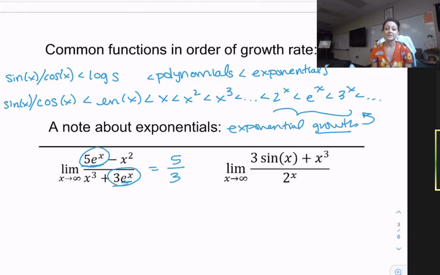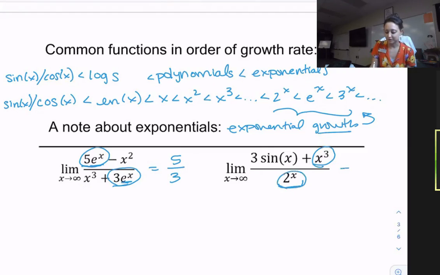Okay? All right, let's take a look at that second one. I've got a sine, and I've got a polynomial. Which one takes over? Looking at our list, you can see that the polynomial beats the trig. So I've got a polynomial for the leading term in the numerator. Now in the denominator, I just have an exponential. So now I'm going to compare the x cubed to the exponential. So again, looking at your list, which one takes over, the numerator or the denominator? The denominator, because again, exponentials beat polynomials in our list. So I have bigger on bottom.